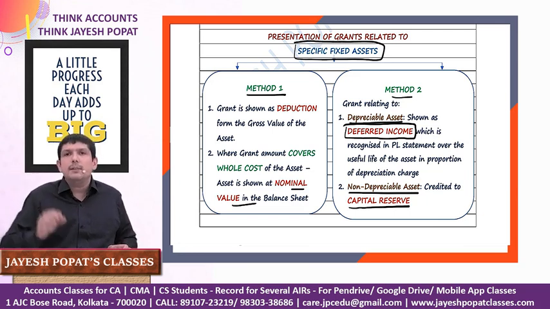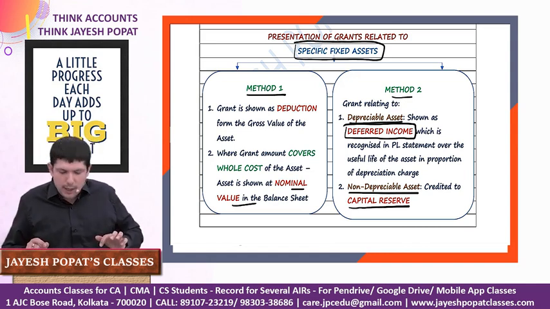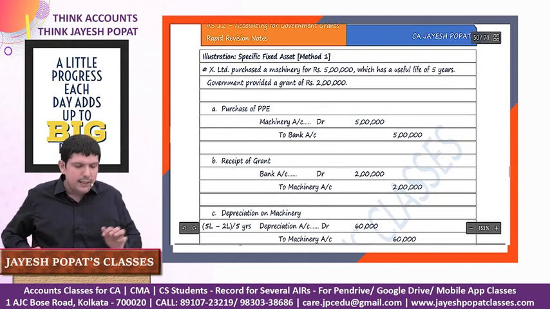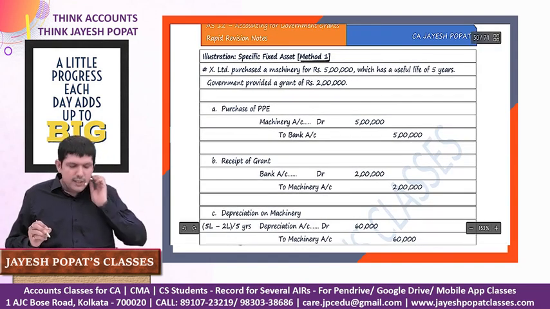proportion from the deferred income to the statement of profit and loss in the same proportion in which you are charging depreciation on the asset in relation to which you have received this grant. If it is in relation to a non-depreciable asset, you straight away take the amount of grant to capital reserve. We'll do it with the help of an example. Method one: we'll reduce the amount from the amount of the fixed asset.